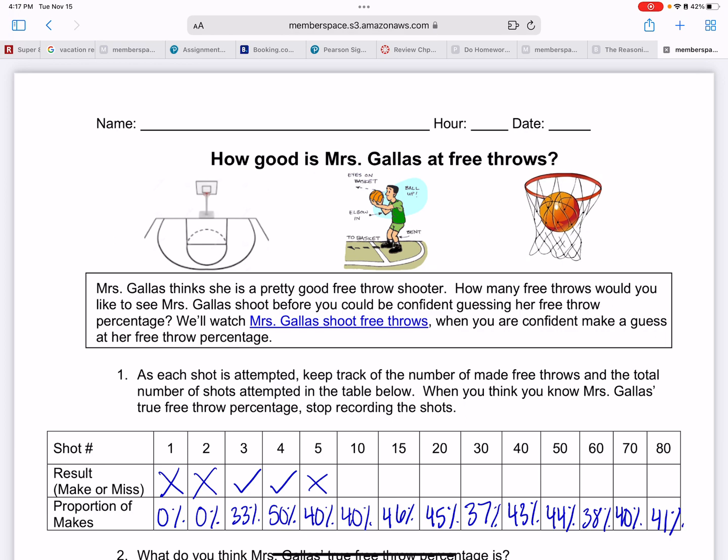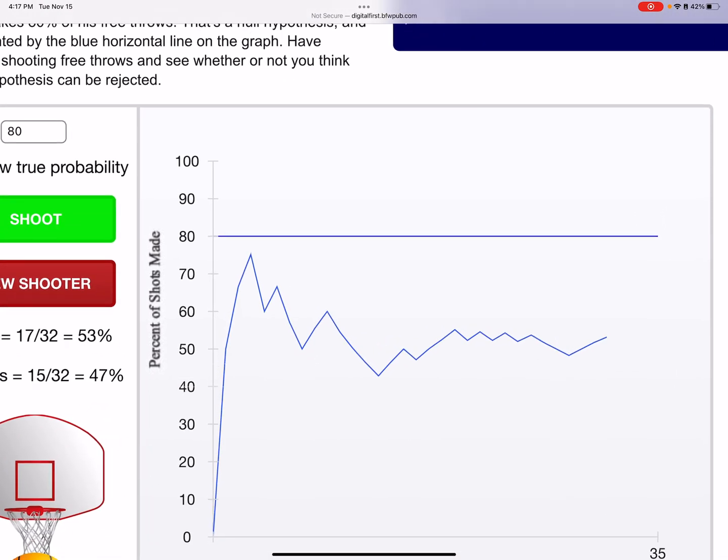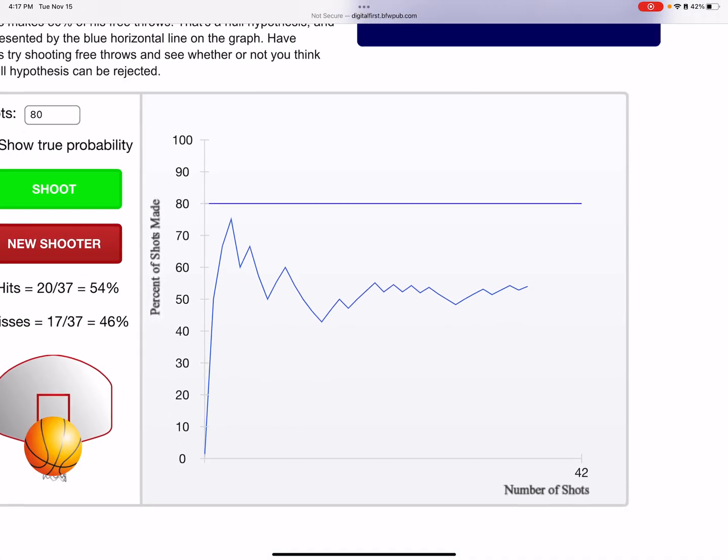Now, the way that I use this is I used an app called the Stat app here on the applet. I did one shot at a time and then another shot and then another shot, but I'm just going to fast forward it to 80 shots. What this app does is basically this person comes to them and says, hey, I'm an 80% free throw shooter. That's why there's a line right there at 80%.